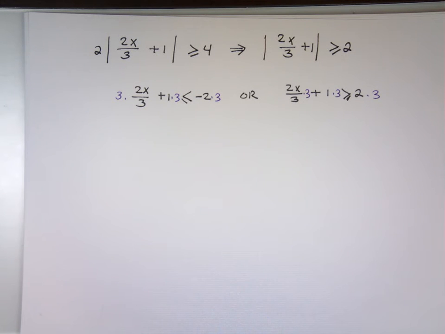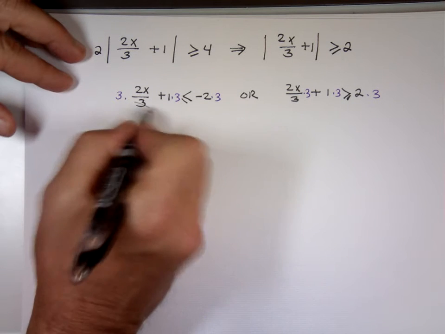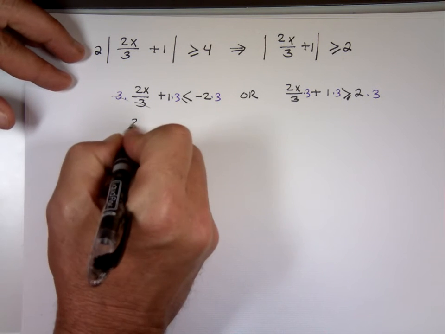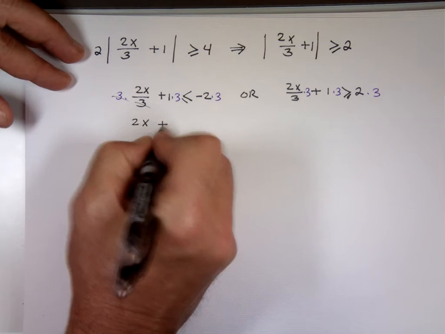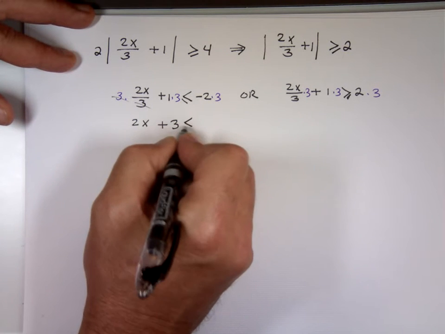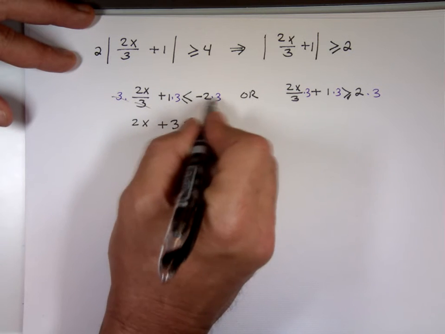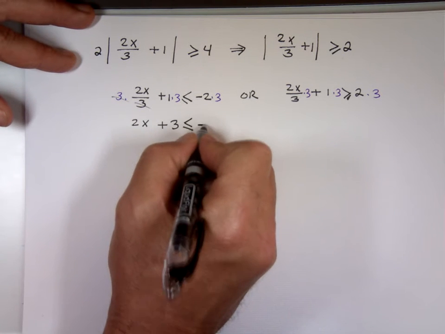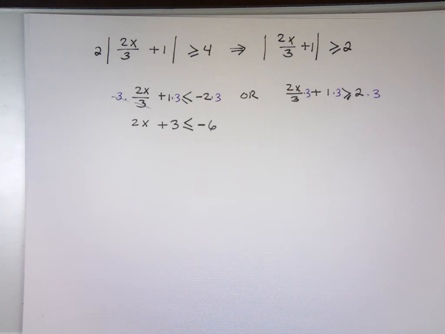Don't like any fractions. What will happen to the 3's here? Gone. 2x plus, what's 1 times 3? 3, right? Less than, what's negative 2 times 3? Negative 6. Let's finish that one while we add it.